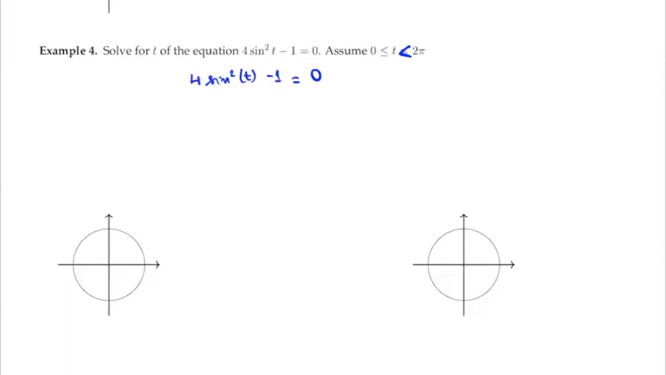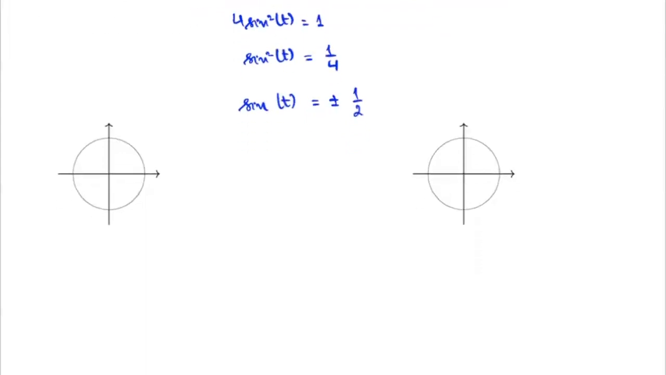So what you do is first move negative 1 to the right-hand side and you get 4 times sine squared of t equal to 1, and sine squared of t equal to 1/4. To solve for sine of t, you take the square root on both sides of the equation, and you have sine of t equal to plus and minus 1/2. So you have two scenarios here, or two equations that you need to solve: one equation is sine of t equal to positive 1/2, and the other is sine of t equal to negative 1/2.